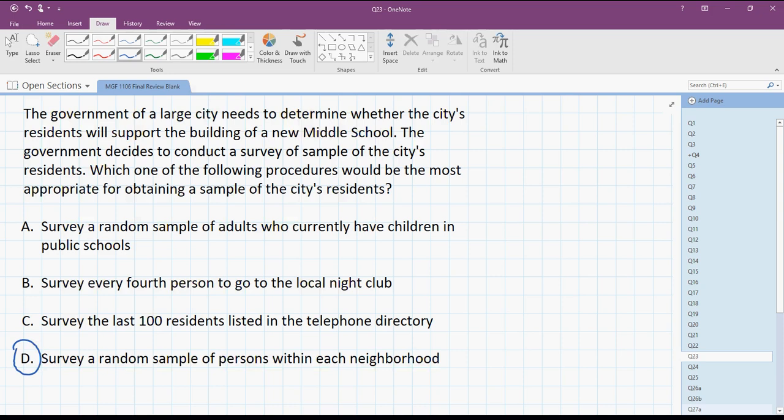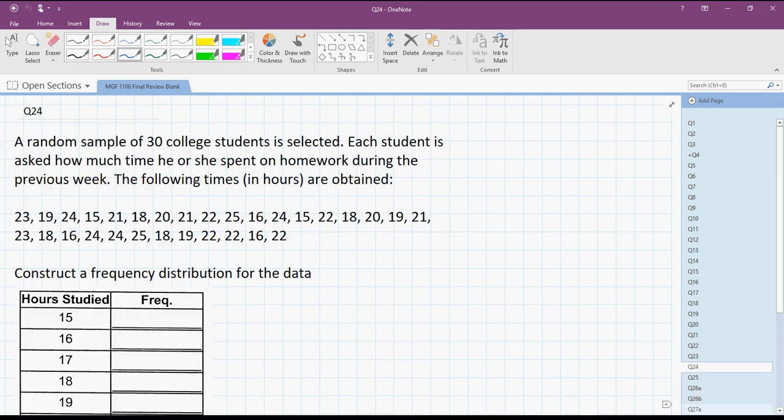Going to a local nightclub, most likely those are younger students of a college or things like that. They're not going to care one way or another about a new middle school. And obviously the last 100 residents of a telephone directory, that would throw me out of the equation, being that my last name is Armstrong, so I wouldn't get to have a say. I wouldn't like that at all. So it has to be D, because I also have kids, so I would want a say in it. So definitely D, talking within each neighborhood is the best outcome for that.